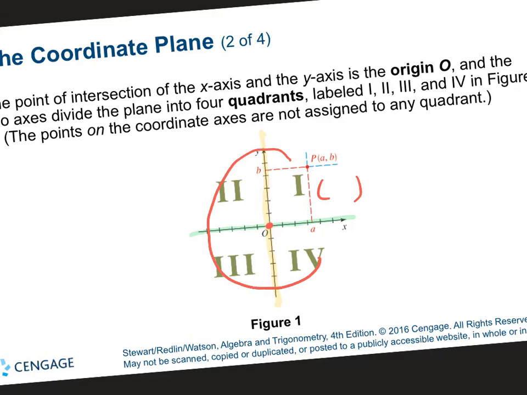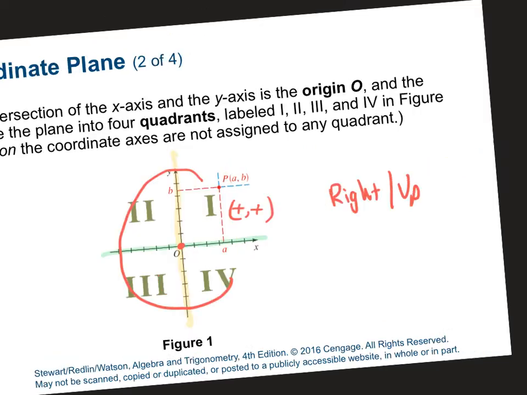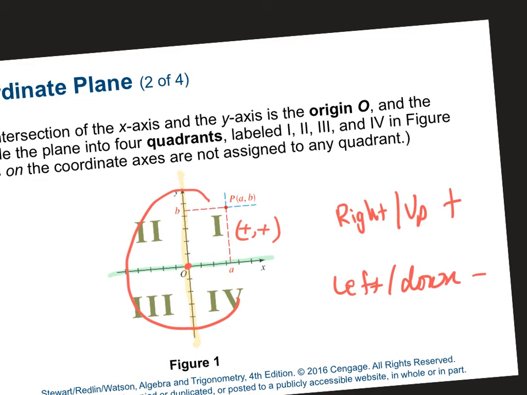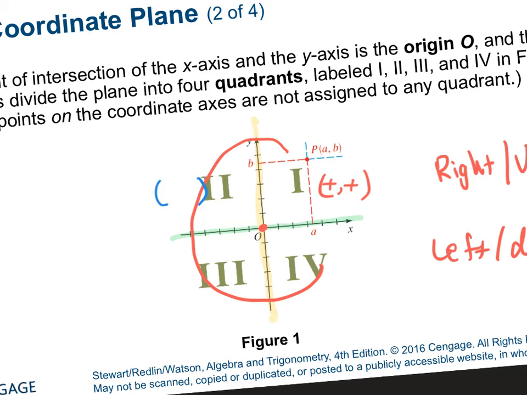Any point in the first quadrant is going to be a positive x value and a positive y value. Think about it: if we go right or up, the value is positive. If we go left or down, then the value is negative. If we're in the second quadrant, from the origin I go left, which is negative, and then I go up, which is positive. So any point in the second quadrant has a negative x value and a positive y value.